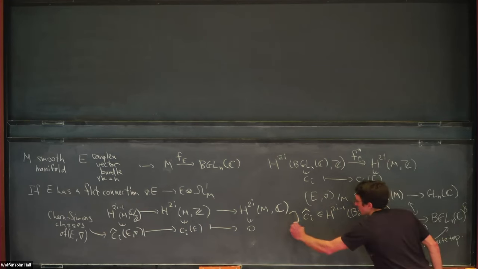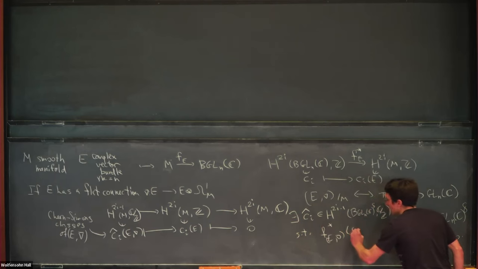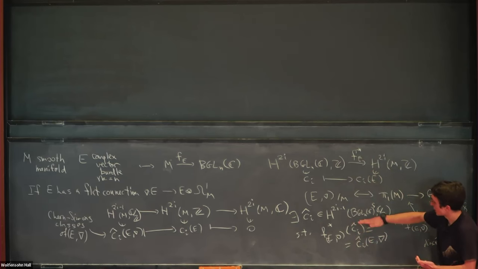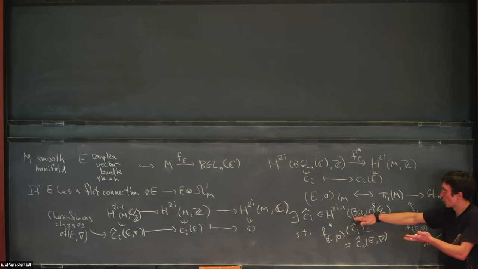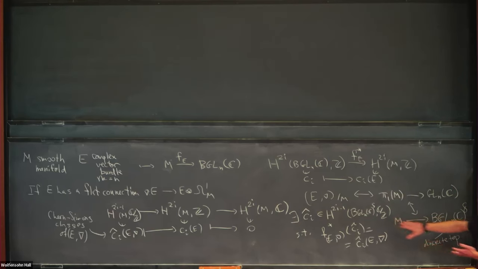Such that for any E, the pullback of this class is the characteristic class of E. Okay? So in that sense, it's formally analogous to Chern classes. But the upshot is that this class comes from a class in the cohomology of this classifying space, which is really just the group cohomology of GL_N of C viewed as an abstract group. So topology here is completely irrelevant.